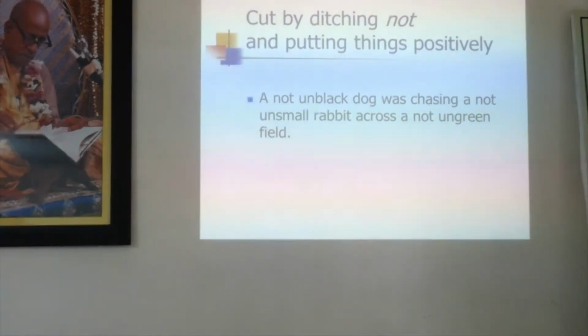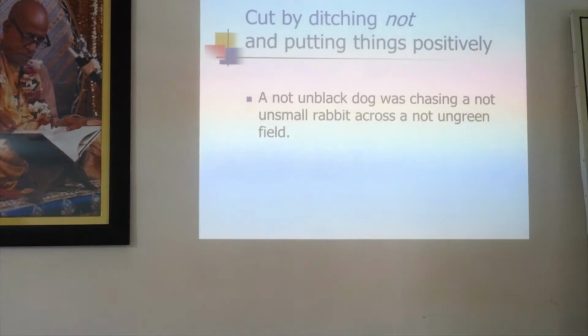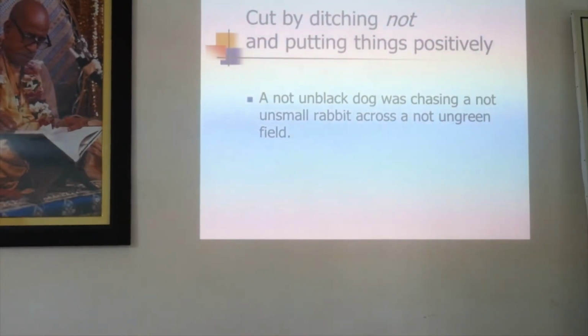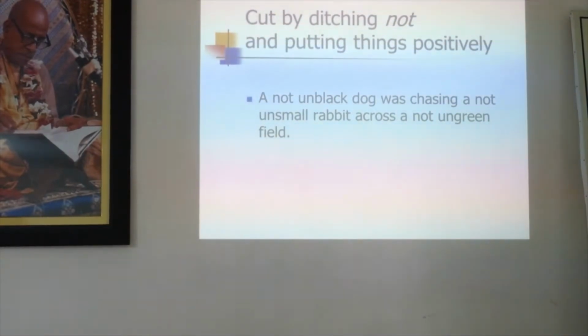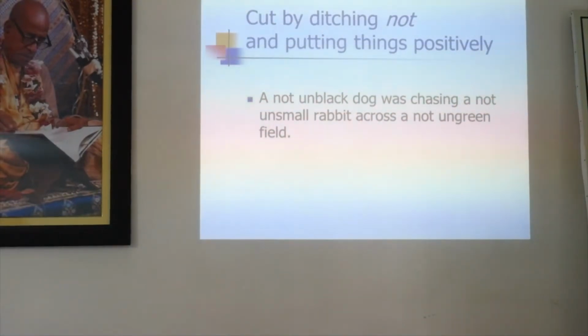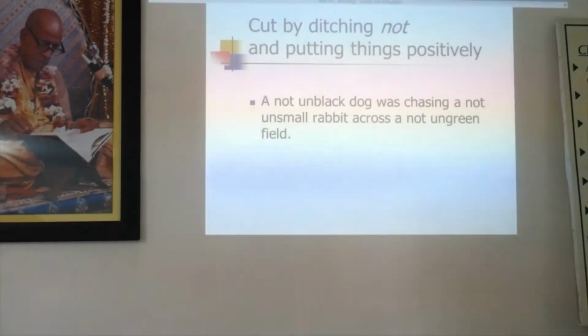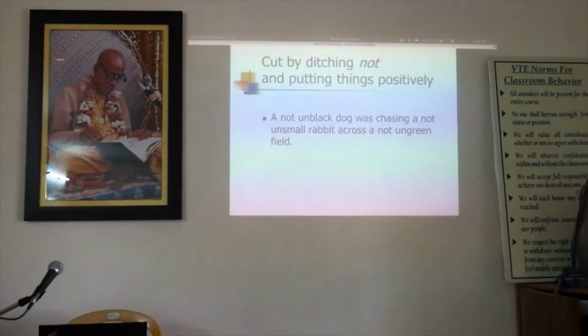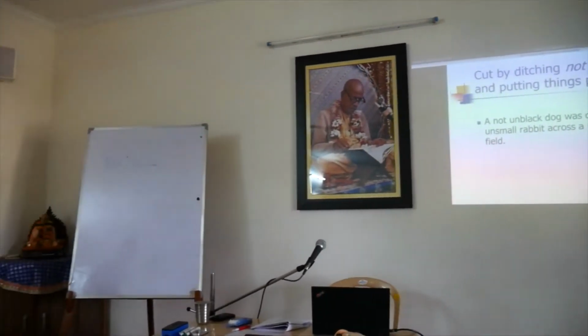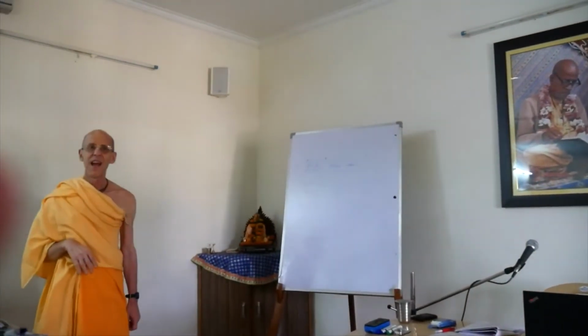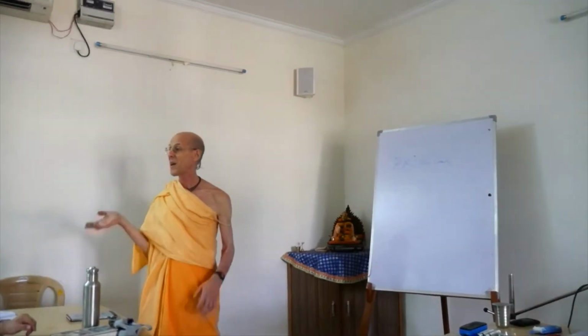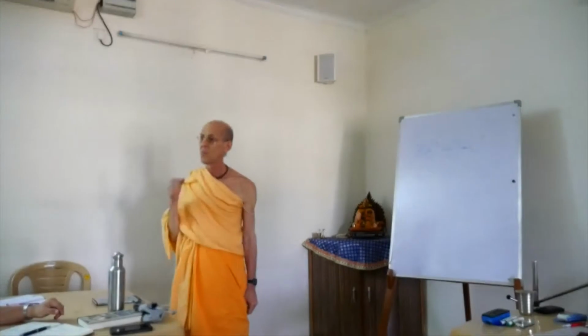A black dog was chasing a small rabbit across a green field. It's double negative. It takes you a while to even sort it out. And there are some writers who habitually make everything with "un" and "not" and so on. Come out and say things positively.